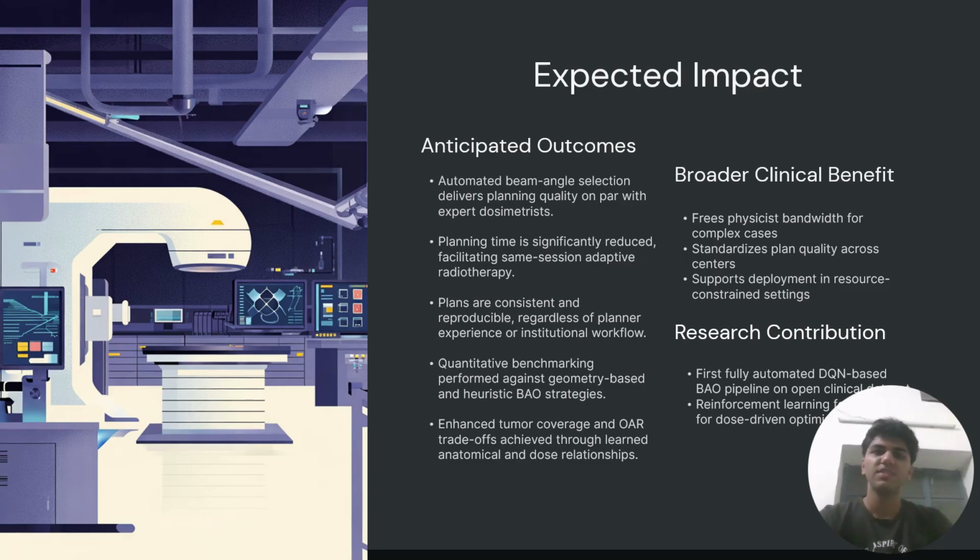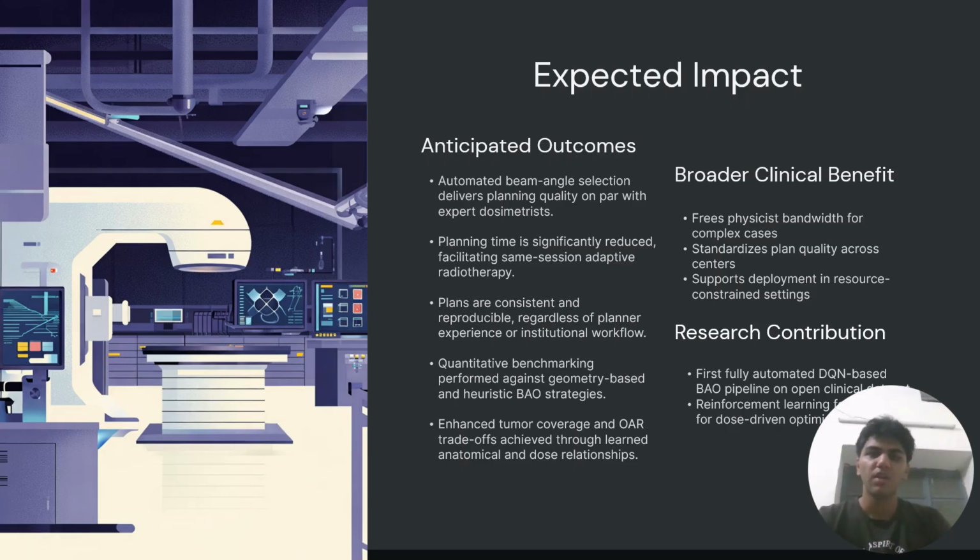This slide summarizes the expected impact of our work across three dimensions: technical, clinical, and research. Starting with the anticipated outcomes, the automated beam angle selection system is designed to deliver treatment plans that match or even exceed the quality of expert dosimetrists. By automating this step, we can reduce planning time drastically, potentially enabling same-day adaptive radiotherapy sessions. The model's outputs are consistent and reproducible, eliminating planner-to-planner variability.